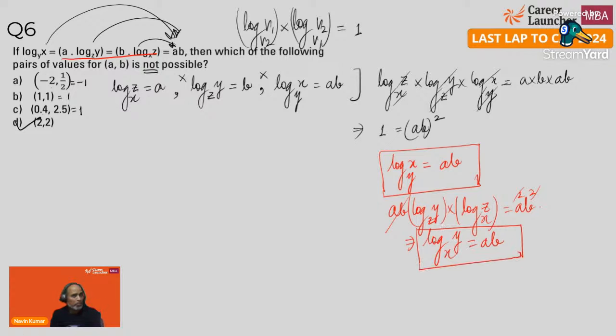They are reciprocal of each other, aren't they? Log 2 to the base 3 is equal to 1 by log 3 to the base 2. They are always reciprocals of each other.